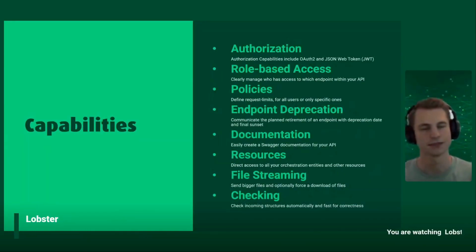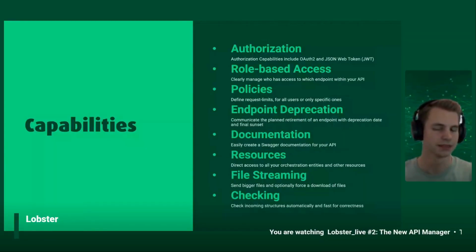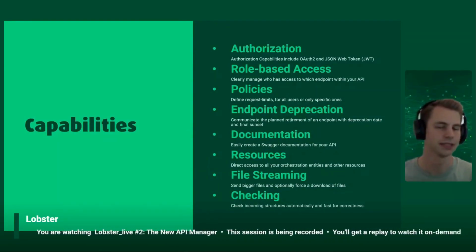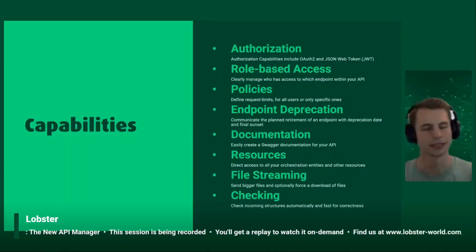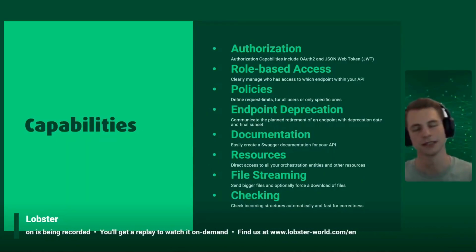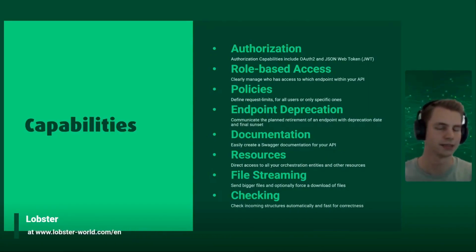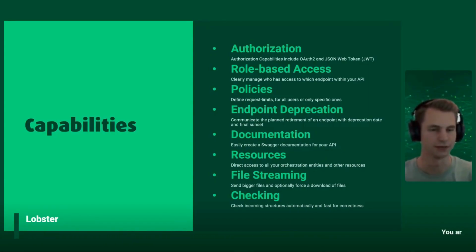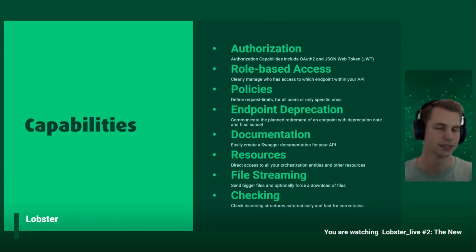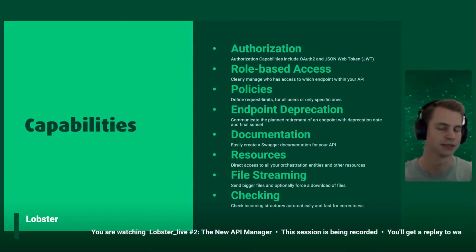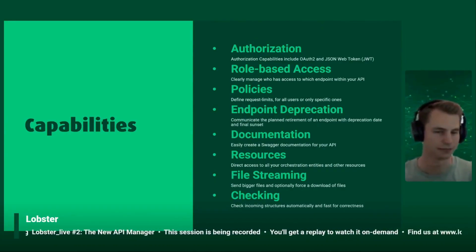Then after that, we also have endpoint deprecation. What that means is you can deprecate an endpoint for a specific date, and the users that are still accessing this deprecated endpoint will get a warning that the endpoint will soon not be available anymore. And then they can change to the maybe new endpoint that you have available. We also have documentation. You're probably already familiar with the Swagger documentation from profiles. We have the same one here in the API Manager as well.